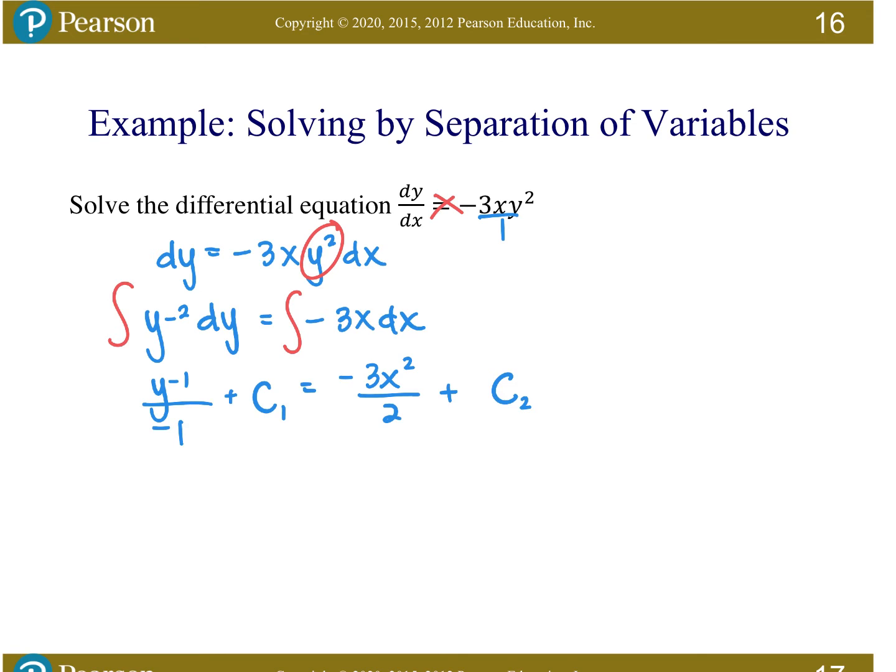So we've done the separate and we've done the integrate. Okay, so that's the portion that you're at right now. You have an antiderivative on both sides. We could write this a little bit better. We could say, oh, this is negative 1 over y plus the constant, and negative 3/2 x squared plus the second constant.